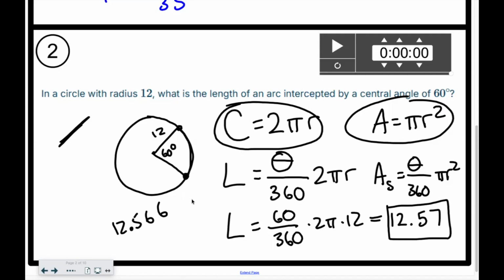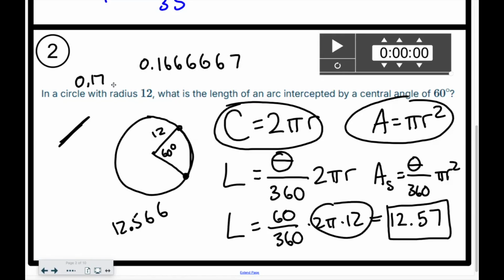Like 60 divided by 360 is 0.166. This is what the calculator is giving me. If I were to round that and then multiply by 2 pi times 12, I wouldn't want to do that. But as long as you're taking this full answer from before by just hitting times, then it should be fine. Okay.